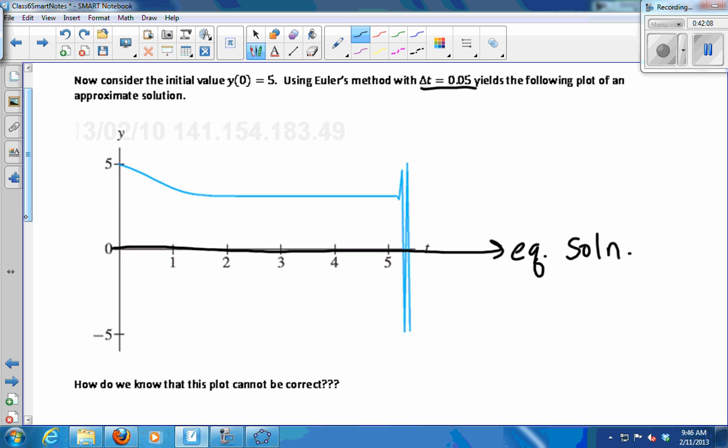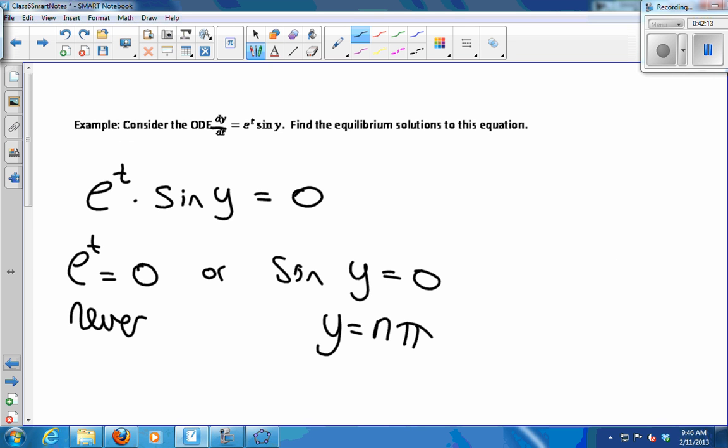Before I can use that it's violating uniqueness, I do have to verify that this function is continuous and its partial with respect to y is continuous. And they are, right? Because e to the t is continuous and sine of y is continuous, so the product is continuous. And when I take the partial, you treat e to the t like a constant, and the derivative of sine y is cosine y, which is continuous. So I am violating uniqueness.